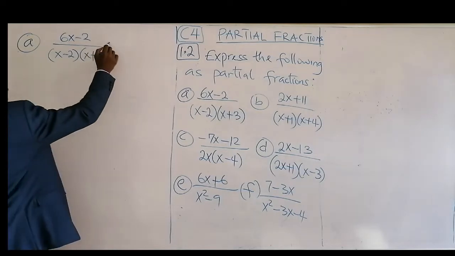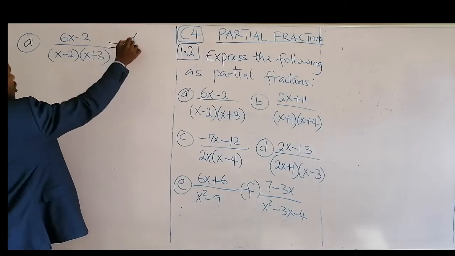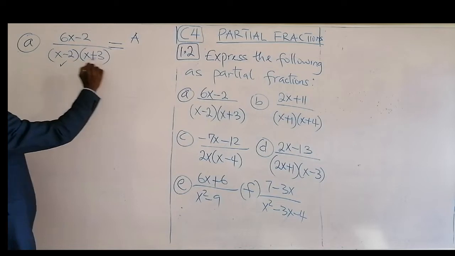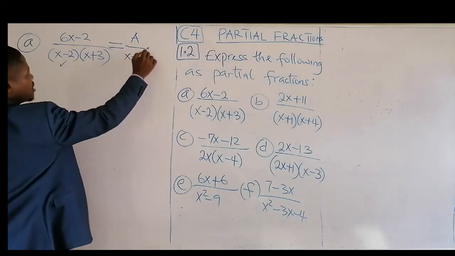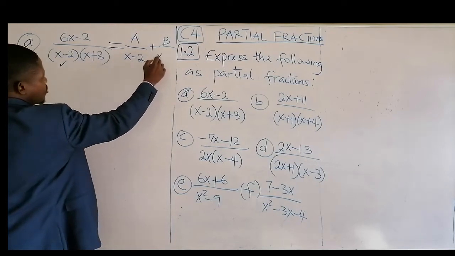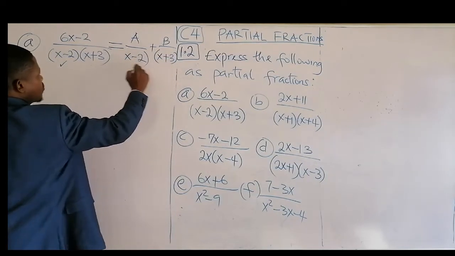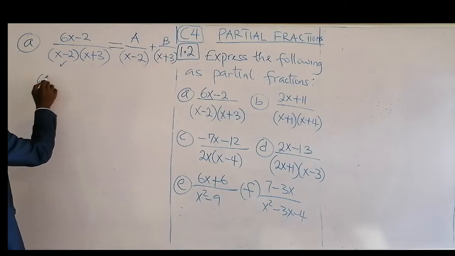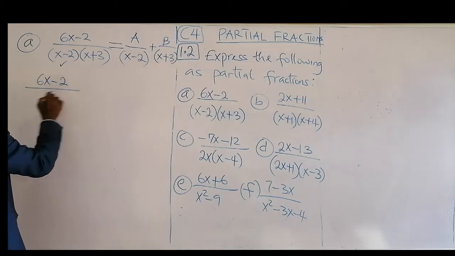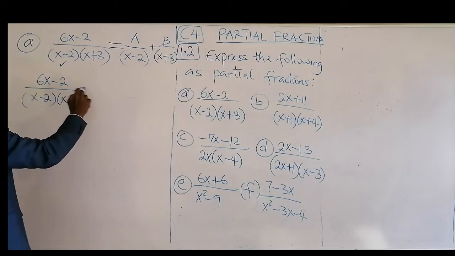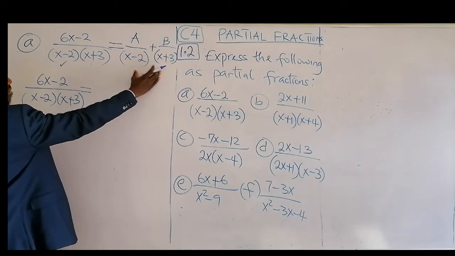It's very simple. So this question will be equal to unknown A, it could be B, it could be C, over one of the linear factors, x minus 2, then plus B over the second linear factor, x plus 3. So that's your first procedure, that's your first step. Then the next thing to do now is to take the left hand side.